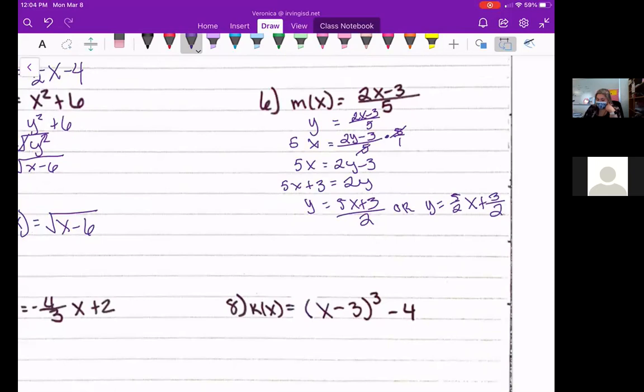So then the last step is to show that that is the inverse. So this would be the inverse m inverse of x equals, and you could use either one, right? So I'm going to use 5x plus 3 divided by 2, just because they're both fractions. So then this would be your answer.